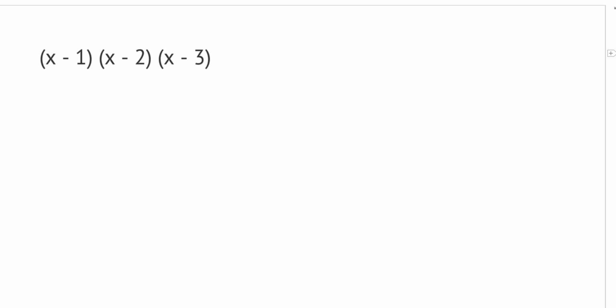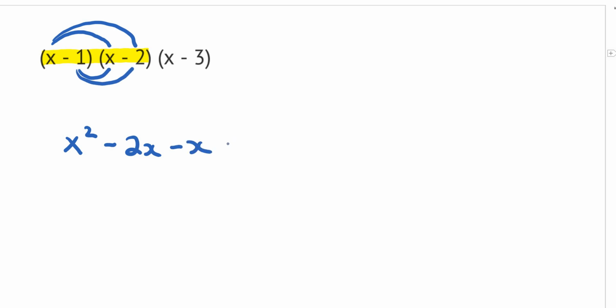Let's move on to the next distribution question here. For this problem, we have 3 binomials being multiplied with each other. It might be good to multiply the first 2 terms together here. So if I apply FOIL here, I get x times x, which is x squared. And then x times negative 2 is negative 2x. And then negative 1 times x is negative x. And negative 1 times negative 2 is positive 2.